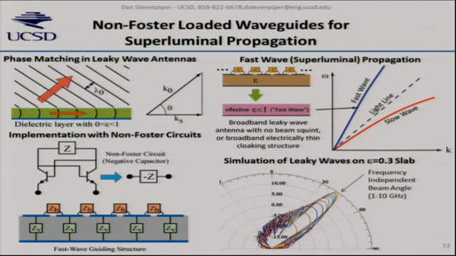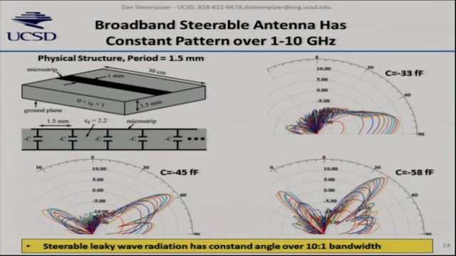So this is a simulation for waves propagating on a slab with epsilon less than 1, which is what we're creating here. And you can see you get constant beam angle with frequency. This is now a series of simulations for creating effectively the same structure with a series of negative capacitances. And you can see, again, for various steering angles, we get beam angle constant with frequency. This is over 10-to-1 bandwidth.